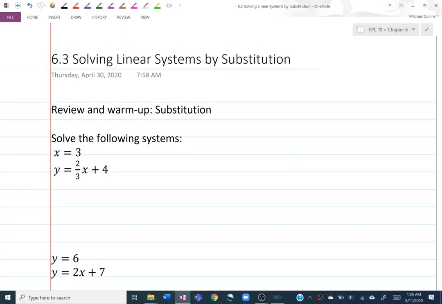Hi, and welcome to 6.3 Solving Linear Systems by Substitution.